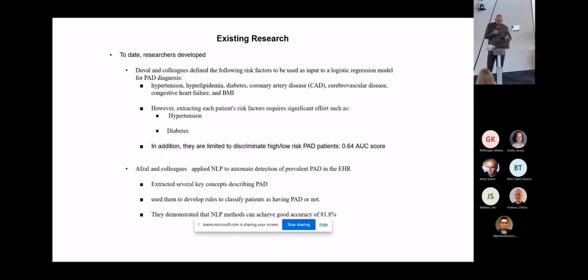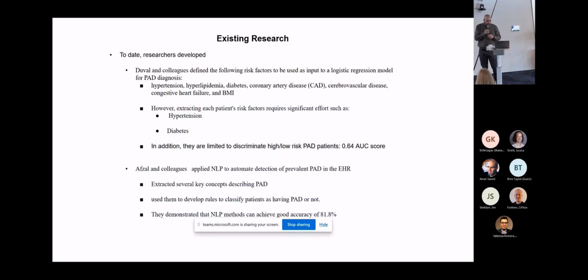Some other work tried to use natural language processing for the diagnosis of peripheral artery disease patients. They developed natural language processing rules to extract keywords that would describe PAD, peripheral artery disease, and their accuracy was around 81.8.